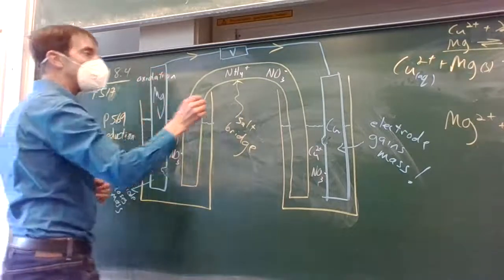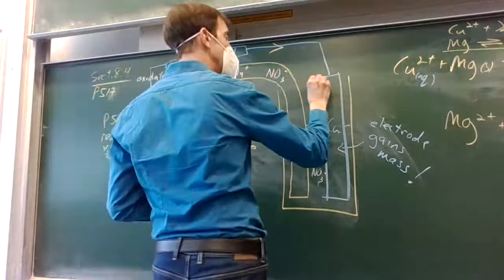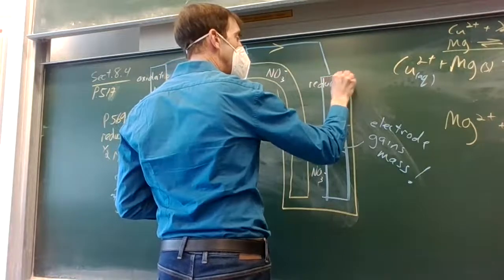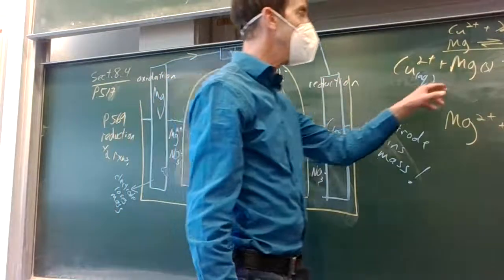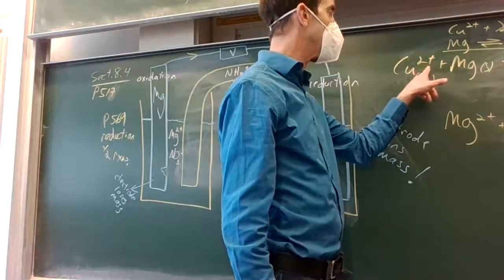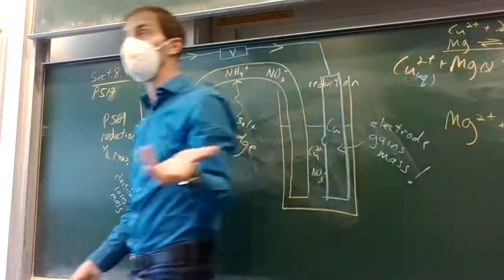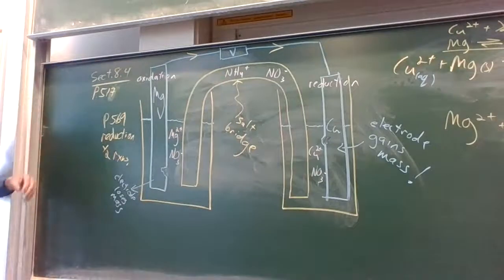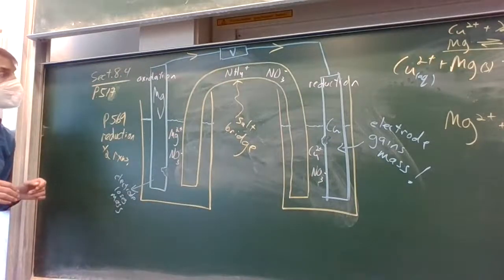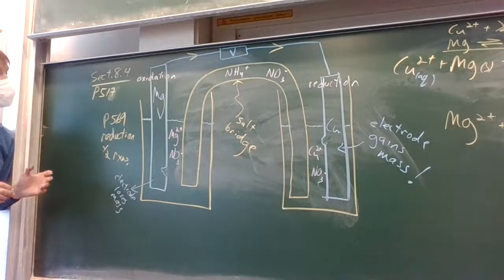And the other obviously must be reduction. Let's verify that. Cu2 plus reduces to Cu. Yeah, the charge goes down to 0. That's how I always do it because I'm too lazy to think about it in another way. So I got oxidation, I got reduction.